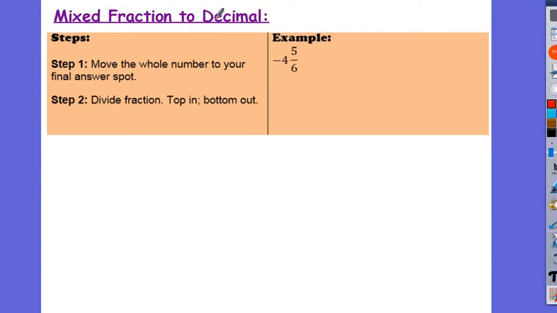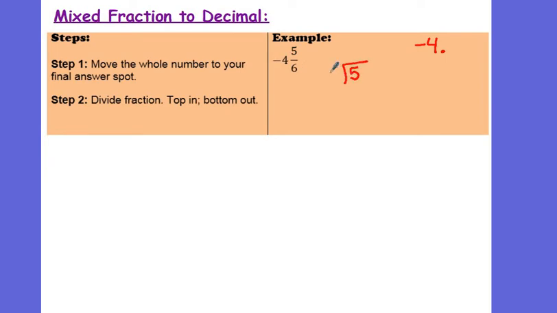This is on the mixed fraction to decimal flap. Our step 1 is to move the whole number to your final answer spot. Step 2, divide the fraction, top in, bottom out. Okay, so here is my problem. Step 1 says to move the whole number to your final answer spot. So I know it's going to be a whole number of -4 something. And now I need to work with this 5/6. So I need to divide.